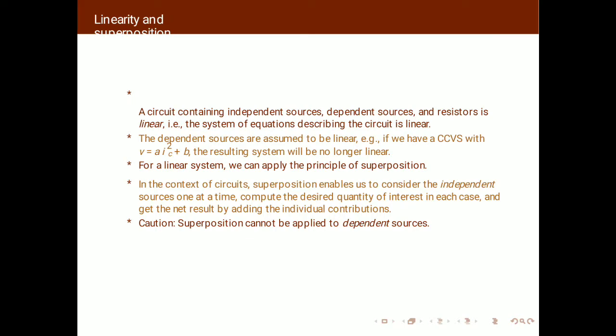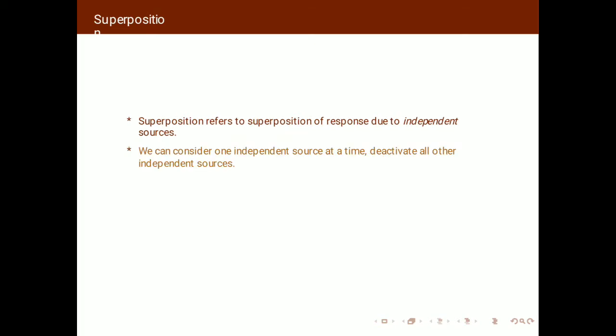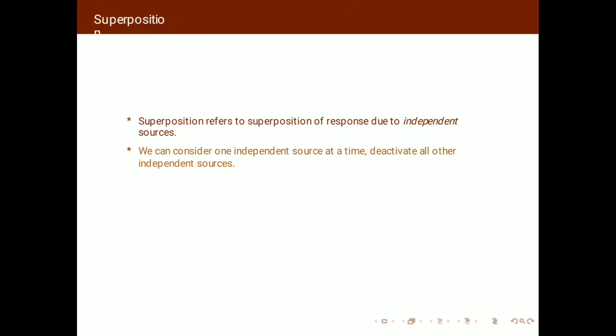Now for the next one. The superposition refers to superposition of responses due to independent sources only. So we consider one independent source at a time and deactivate all other independent sources. If we have many sources in the circuit, we consider only one independent source at a time, and all the remaining independent sources are deactivated.